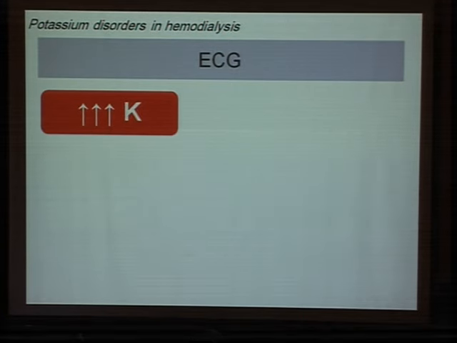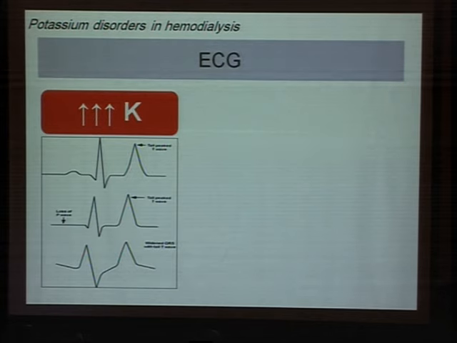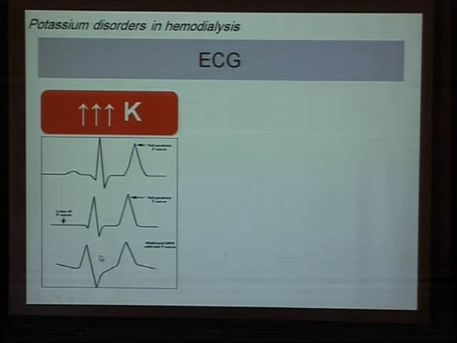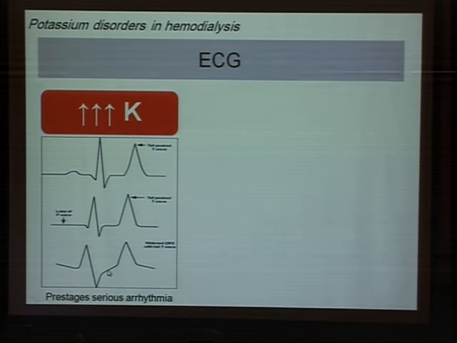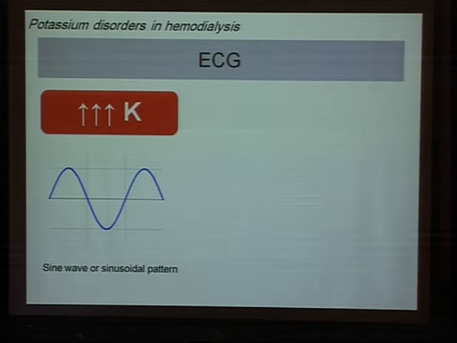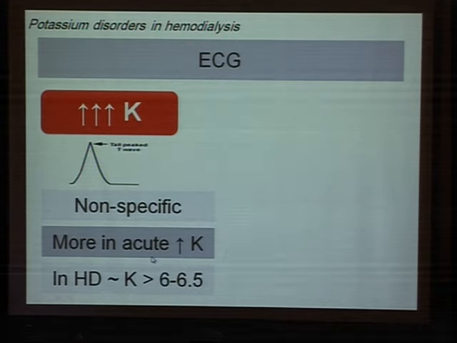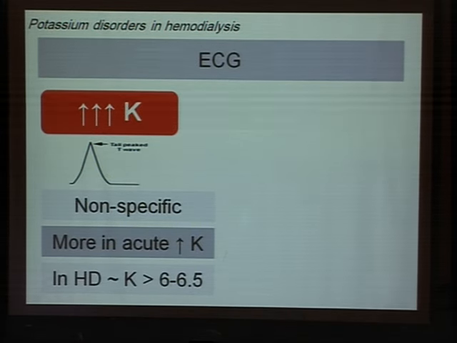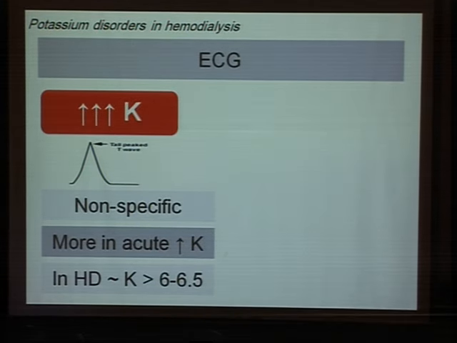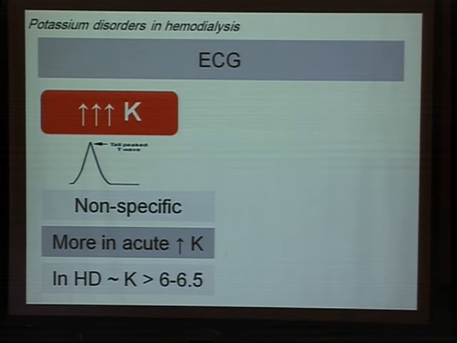However, there are some distinguishing ECG findings in hyper compared to hypokalemia. So in hyperkalemia, we might find, first, tented or peaked T wave, followed by flattening of P wave, and lastly, widening of QRS complex that indicates serious arrhythmia and might show what's called sine wave or sinusoidal pattern. Peaked T wave is non-specific. You might have peaked T wave despite normal potassium due to other reasons, and it usually appears with acute hyperkalemia, so it doesn't usually happen in our hemodialysis patients who are accustomed to long-term hyperkalemia, except if potassium is at higher levels.